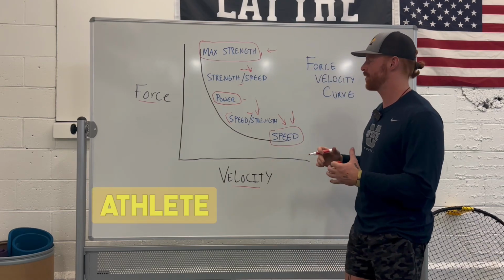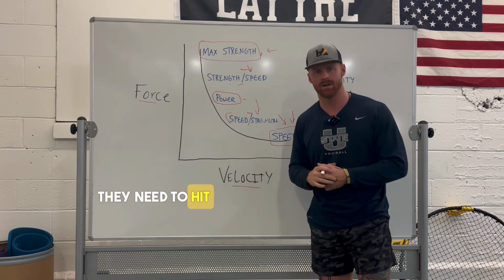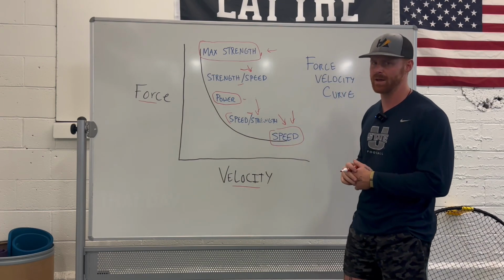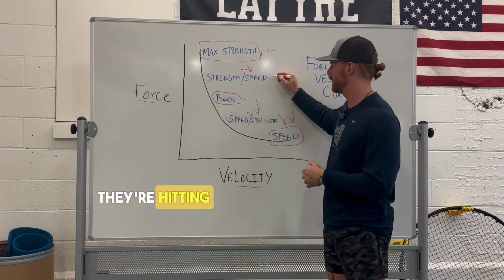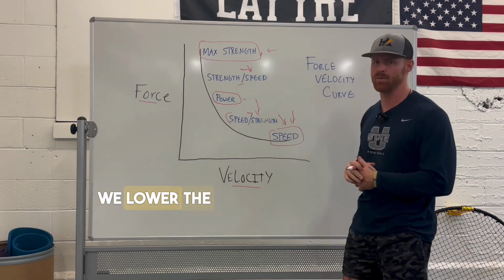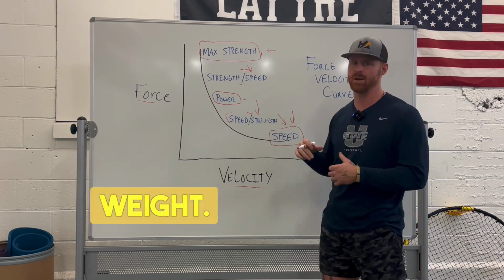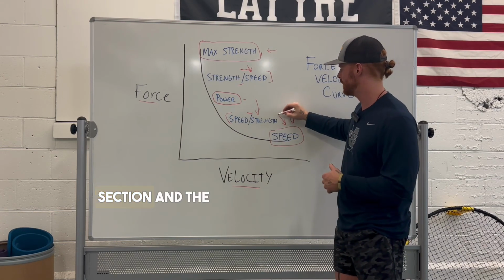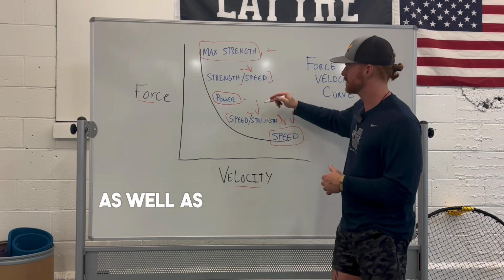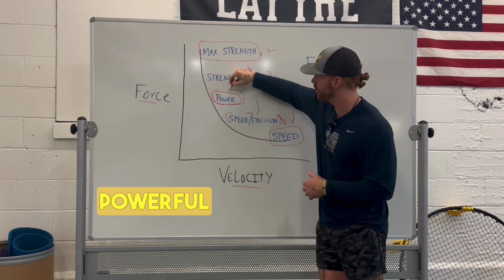So when an athlete comes in, we give them a number they need to hit on the bar. And depending on how they're feeling that day, they're able to load up the bar to the point where they're hitting the speeds that we're asking. If they're moving too slow, we lower the weight. If they're moving fast that day, we add some weight. But this allows our athletes to make adaptations in the strength speed section and the speed strength, as well as overall create a more powerful athlete.